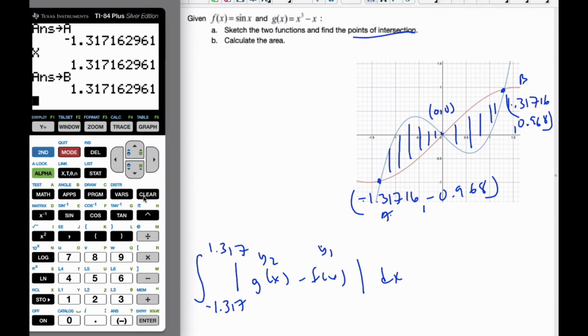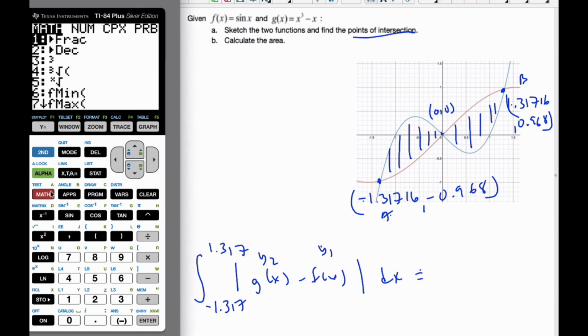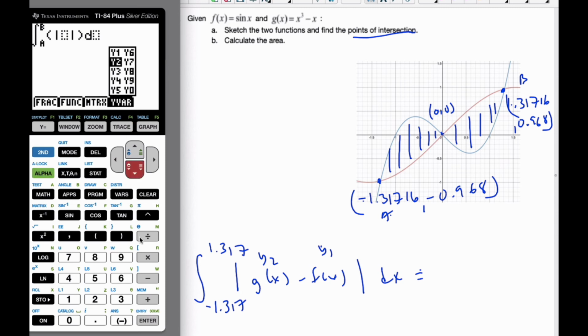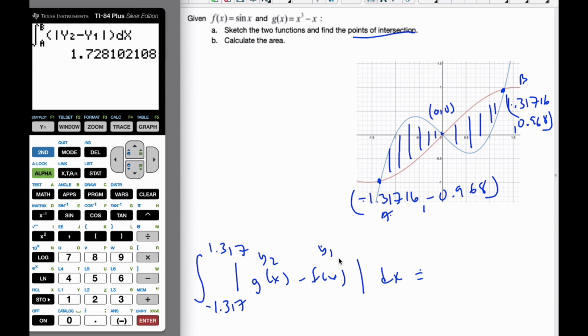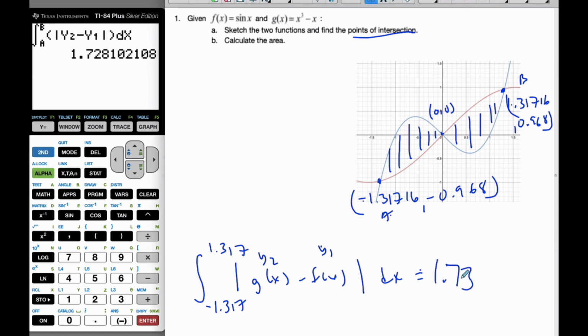And if I quit here, if I want to do it in my calculator I just simply go to math, number 9. I'm going to go from alpha A to alpha B, and I'm going to go the absolute value. So I can go alpha window, which is my absolute value. I could have also gone math to number and done absolute value. That works as well. But so now I'm in here and I want to say y2 minus y1. So I'm going to go alpha trace y2 minus alpha trace y1, and it's going to be dx. And that will give me the area to 3 significant figures, 1.73.